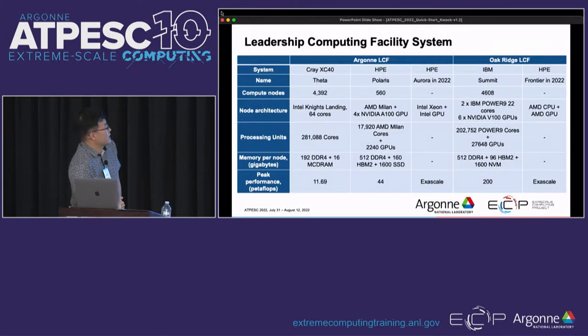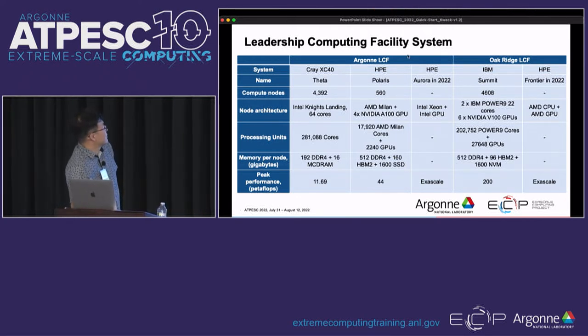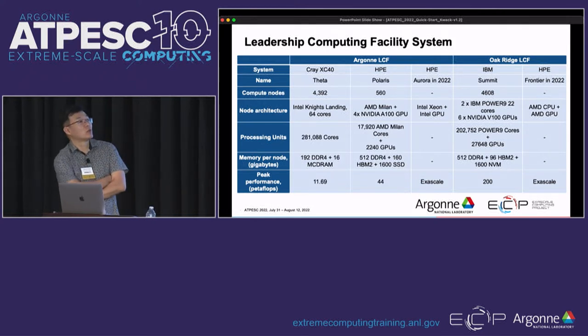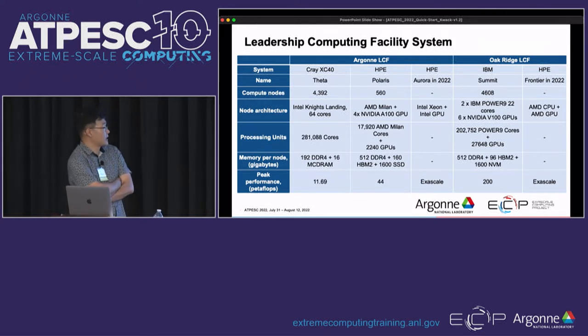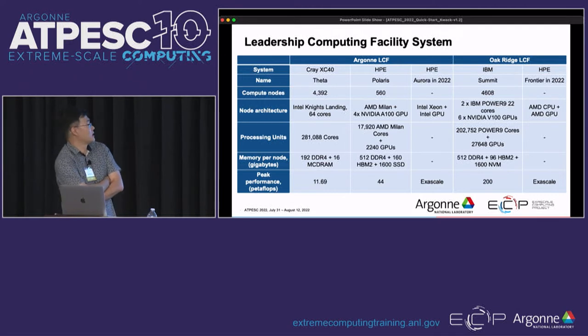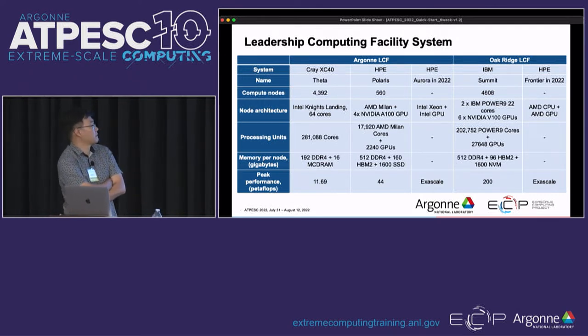This is a quick list of LCF computing facility systems. On the left-hand side, you see the Argonne ALCF systems. As I mentioned, Theta is one of our production systems now. We have more than 4,000 Intel KNL, Knights Landing CPU nodes, and its maximum performance is a little bit more than 11 petaflops.